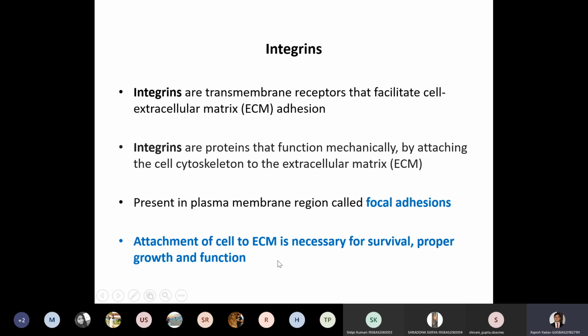As we have described, attachment of the cell to the extracellular matrix is necessary for the survival, proliferation and growth of the cell, and for the proper function of the cell.